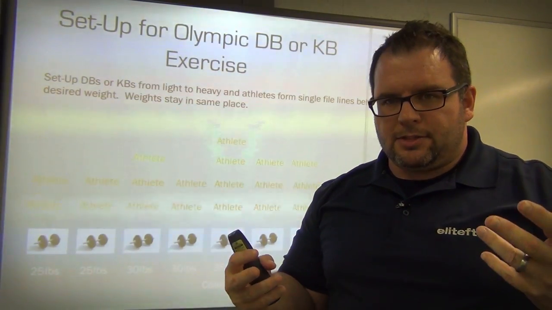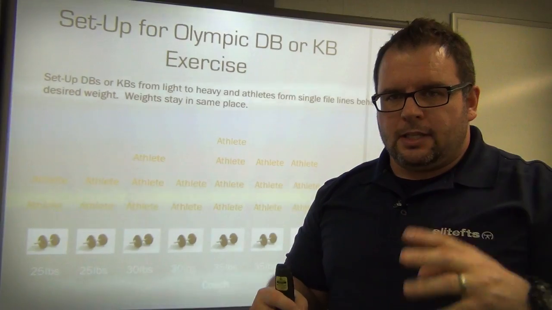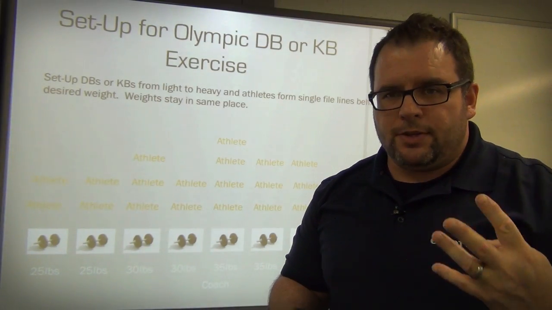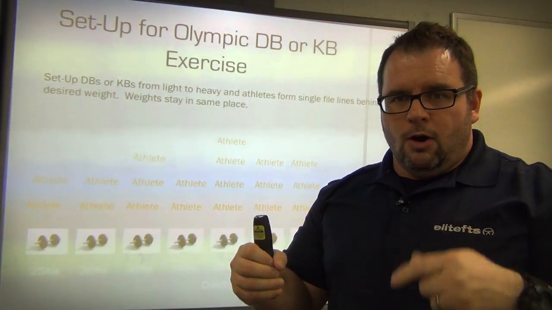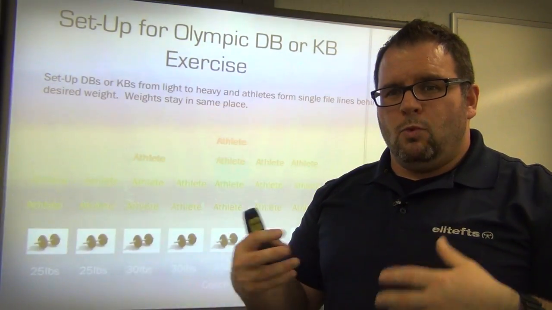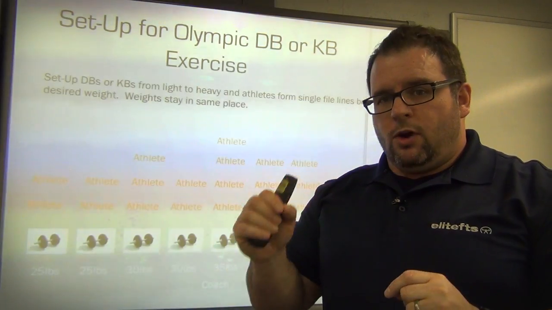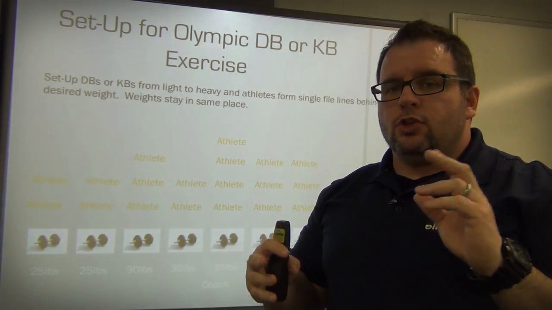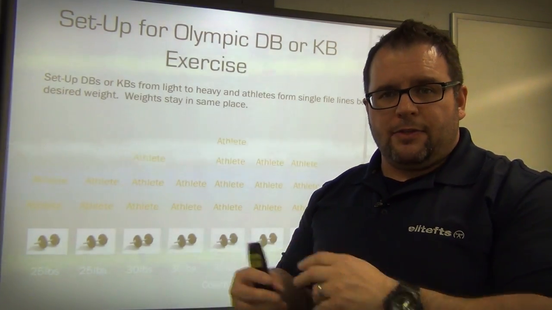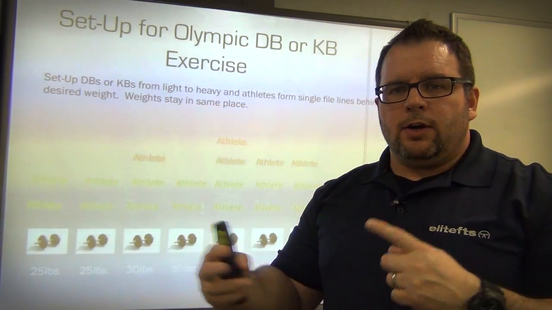And this is the analogy I go with. If we have four athletes and they have a set of 50-pound dumbbells, well, if I'm doing an exercise with the 50s, I have athlete A going, athlete B, athlete C, athlete D. So that's a 1-to-3 ratio from work to rest. Now, if I could give two of the athletes a 50 and the other two athletes a 50, now I have more of a 1-to-1 ratio.